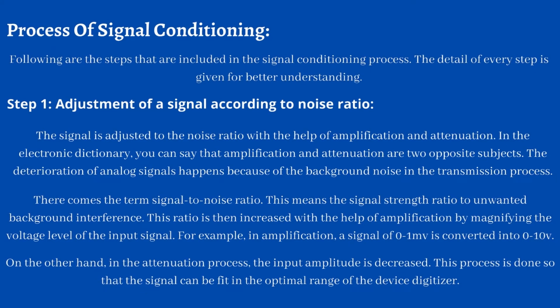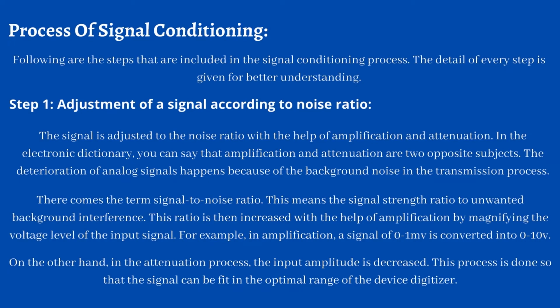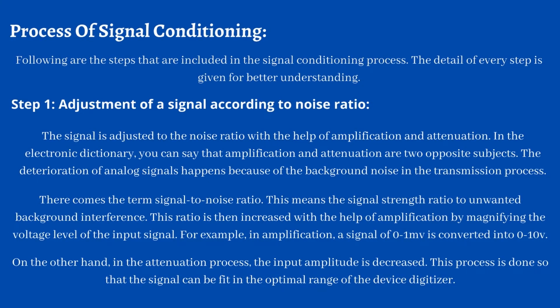Step 1. Adjustment of a signal according to the noise ratio. The signal is adjusted to the noise ratio with the help of amplification and attenuation. In the electronic dictionary, you can say that amplification and attenuation are two opposite terms. The deterioration of analog signals happens because of the background noise in the transmission process. There comes the term signal-to-noise ratio.